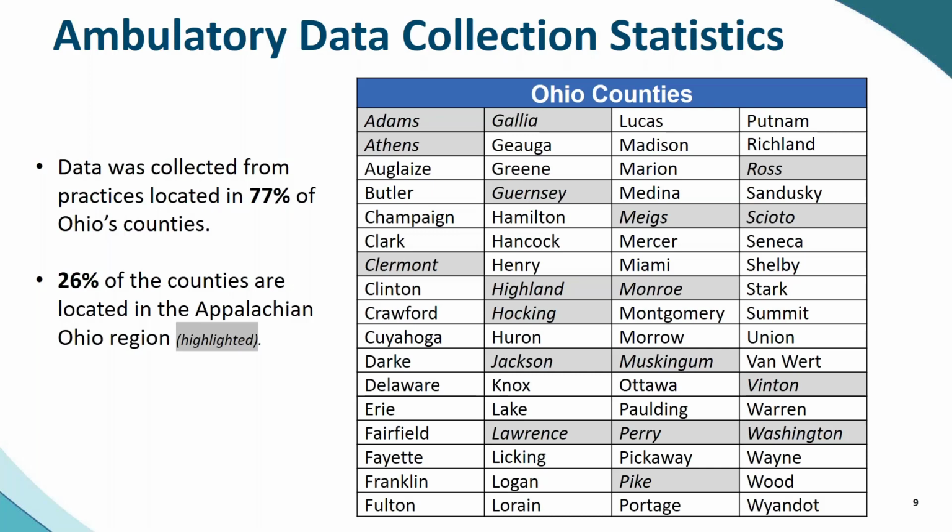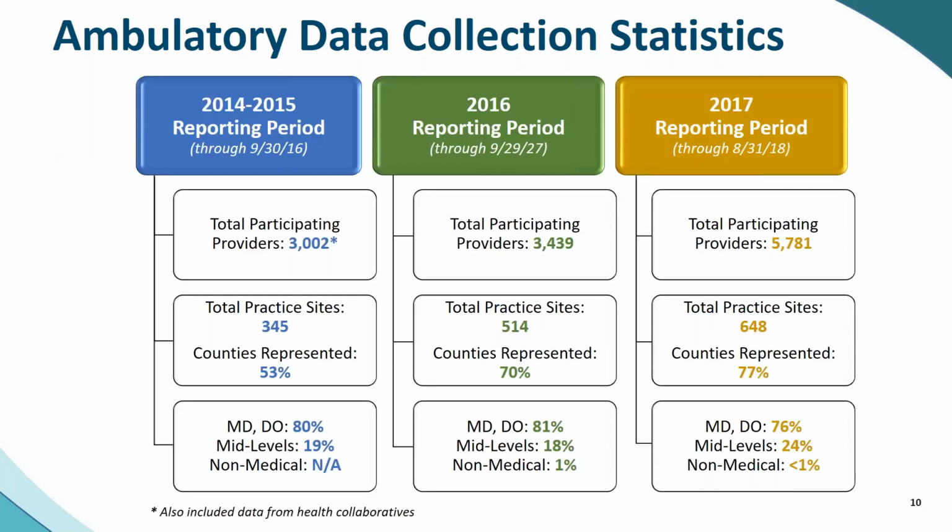26% of those counties are located in the Appalachian Ohio region, and those are highlighted in the gray, so you can see that we collected from counties that have multiple different variances when we were looking at patients with these conditions. The importance on this screen is more to look at where we were in 2014 and 2015, which was our first initial, and where we ended up with our 2017 reporting data.